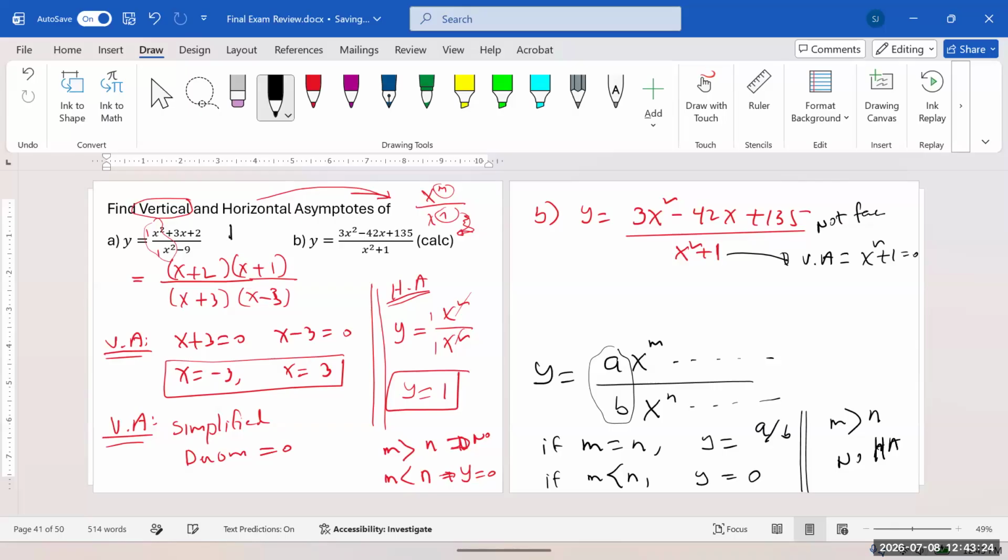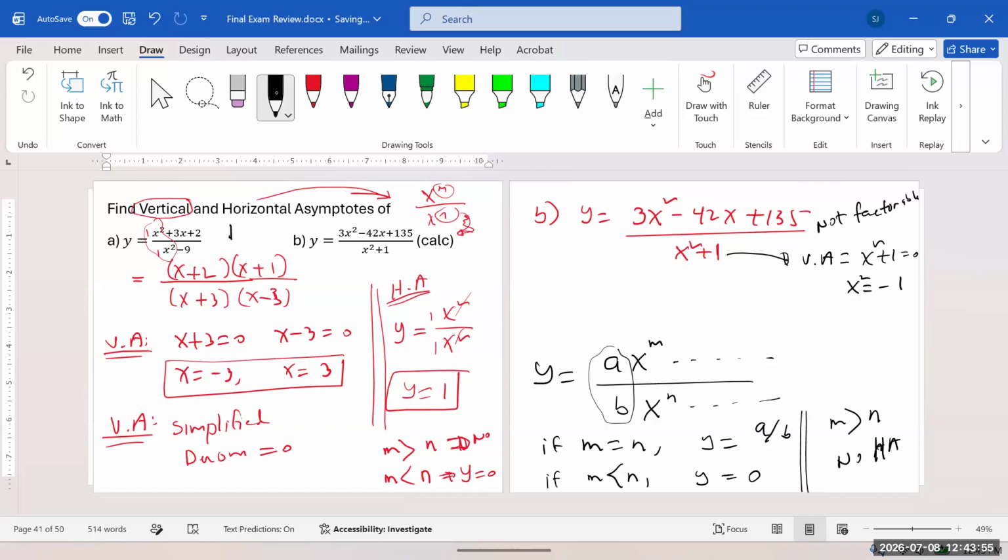Not factorable. So we have x squared equals minus 1. And then you can use logic. Is there any way you can square something that results will be negative? Is it possible? No. So can you get a vertical asymptote?